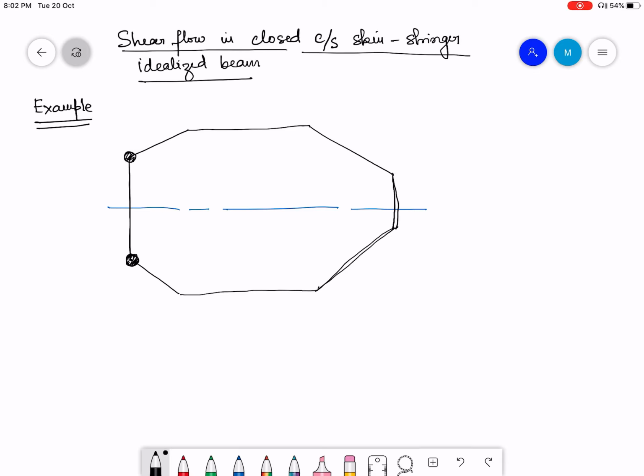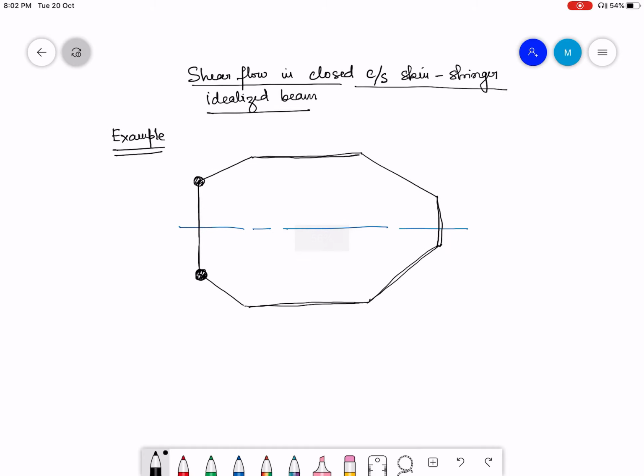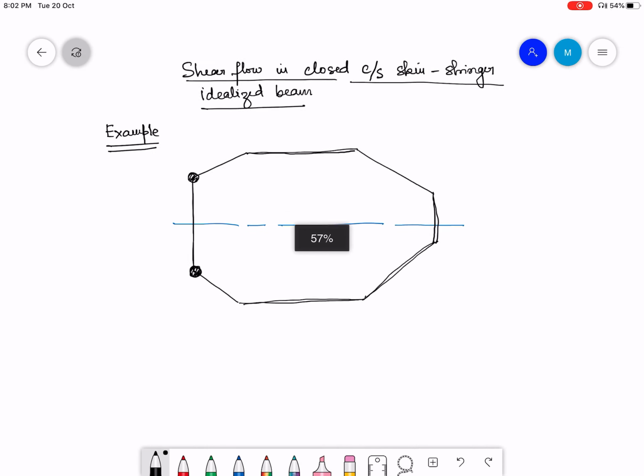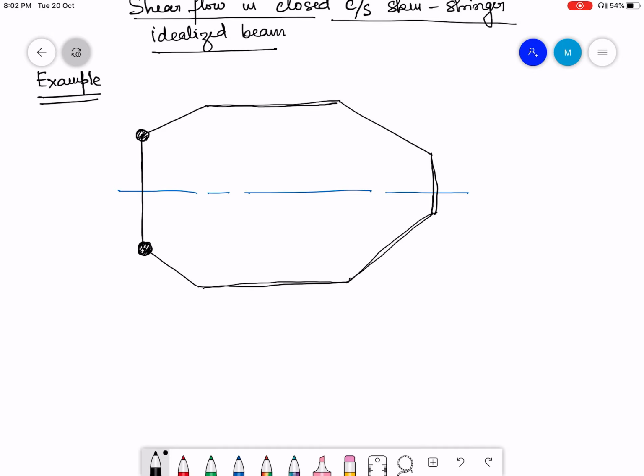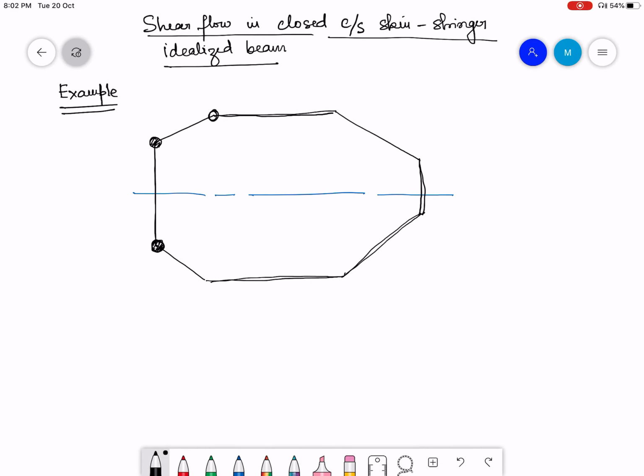So all the lines are straight lines, though they may not look like one. There is a boom at each of the junctions. Okay, so this is the x-axis. The section is symmetric about the x-axis. I haven't drawn it so, but the section is symmetric about the x-axis.